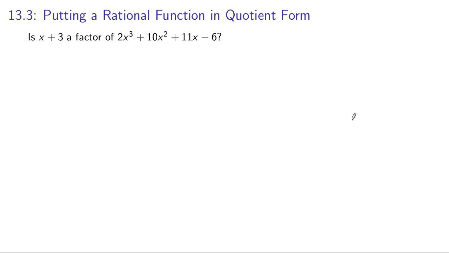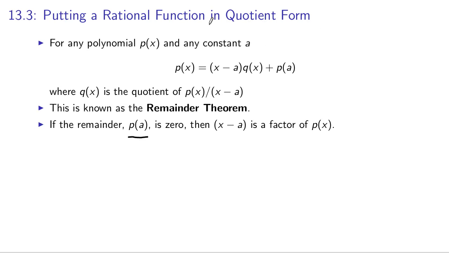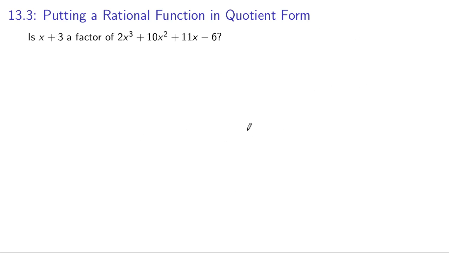Let's do another one. Is x plus 3 a factor of this polynomial? Skipping the division, we don't have to do that. Let's just plug in 3 and see, do we get 0? Sorry, it's not 3, because remember the tricky thing about the remainder theorem: it's x minus a. So a here is not 3, it's negative 3, because x minus negative 3 is x plus 3. We've got to remember to negate this number.